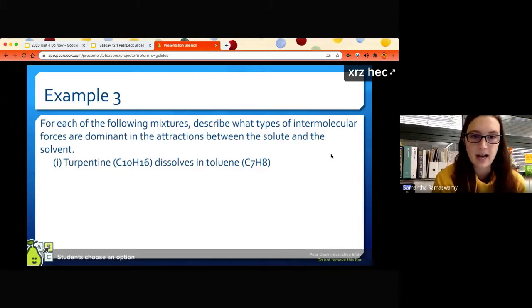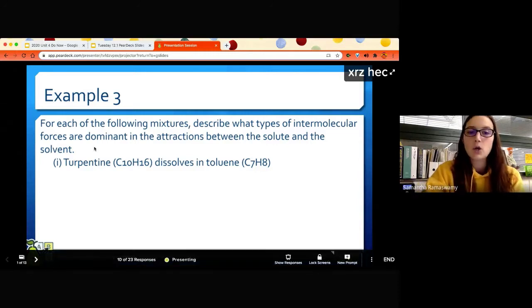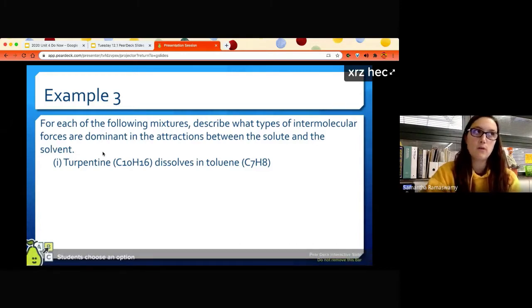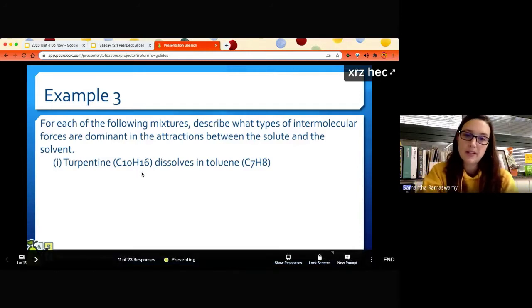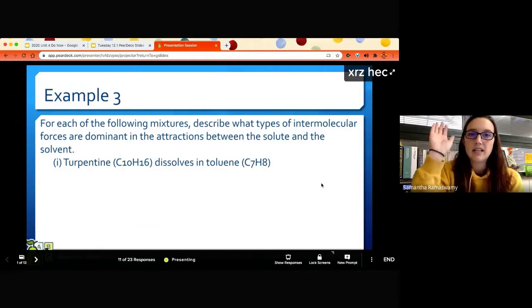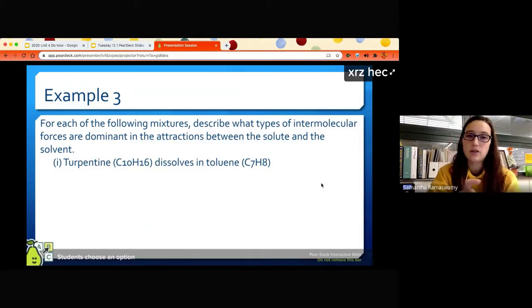So you have turpentine, which is C10H16, dissolved in toluene, which is C7H8. What you're looking for when you're looking at the type of intermolecular forces that are dominant is what they have in common. So you want to see, what do turpentine and toluene have in common? So you have 2 hydrocarbons. Think about what they have in common, and just click the multiple choice answer that you think.